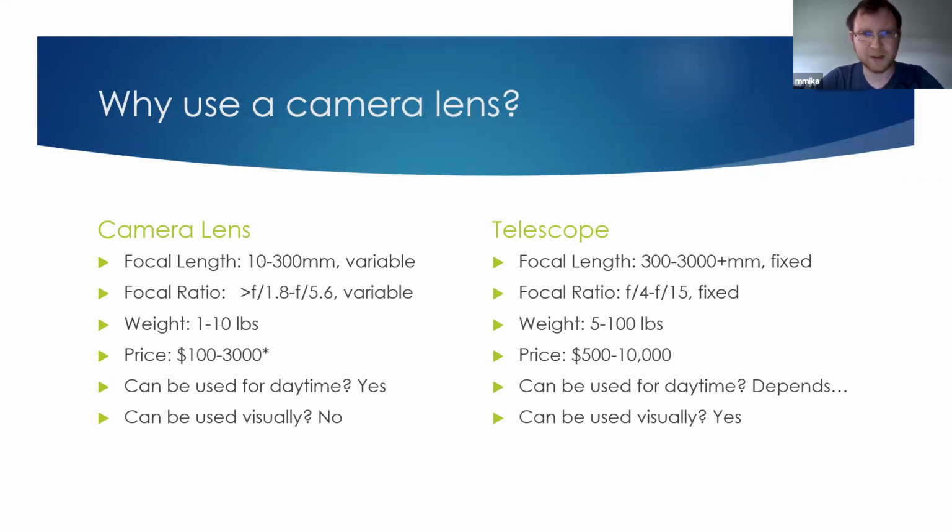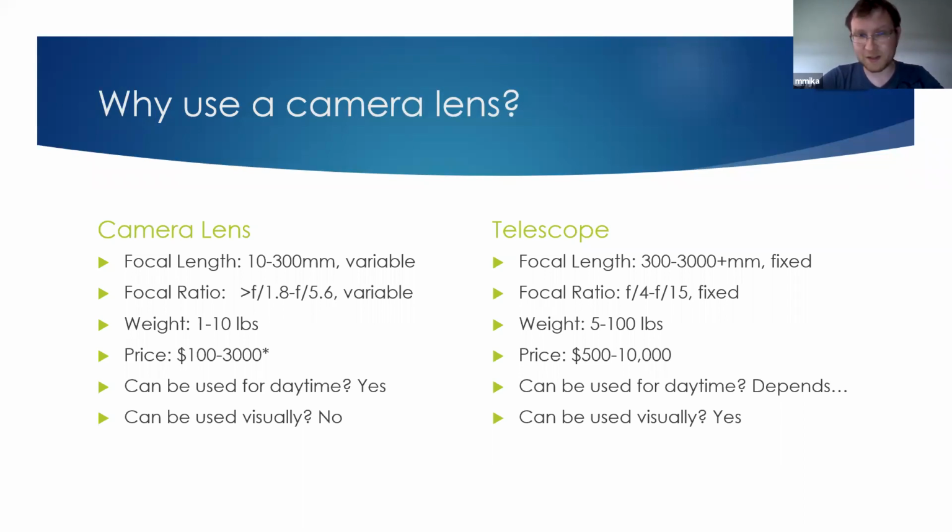The focal ratio, which is the ratio of the aperture to the focal length, you've got telescopes are generally slower. Lenses can be a lot faster than telescopes, and we'll discuss in a little bit how that helps in astroimaging. Lenses are generally lighter. They are generally, I have an asterisk there, cheaper, because there is a point at which they become ridiculously expensive, and you are better off with a telescope.